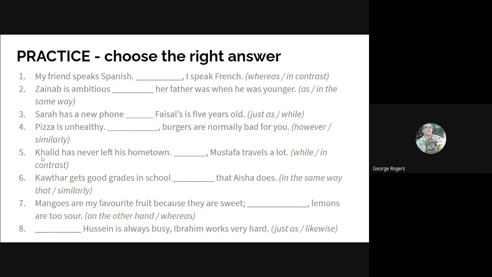Okay. Now, I'm going to do the last 4 quicker, and so you try to do it on your own. I won't give which answer. Khalid has never left his hometown. Period. Blank. Mustafa travels a lot. So we got 2 sentences. It's transition. That might help you. And basically, one's never left their hometown. The other one travels a lot. Again, comparison. Or how are they different? All right.